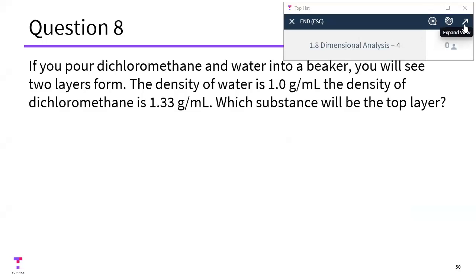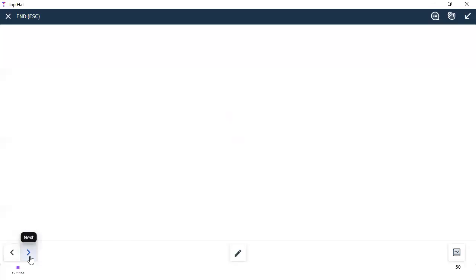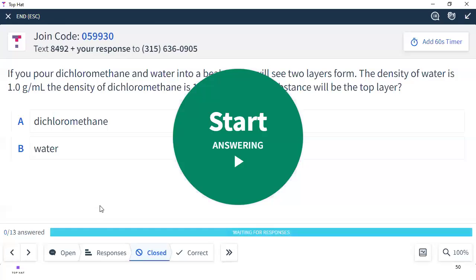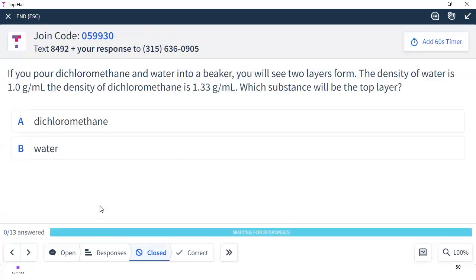All right, let's answer a question out of our Top Hat bank here. If you pour dichloromethane and water into a beaker, you will see 2 layers form. The reason for that is that dichloromethane and water don't have a whole lot of attractive forces to each other, at least not enough to get them to mix. The density of water is 1 gram per milliliter. The density of dichloromethane is 1.33 grams per milliliter. Which substance is going to be the top layer?